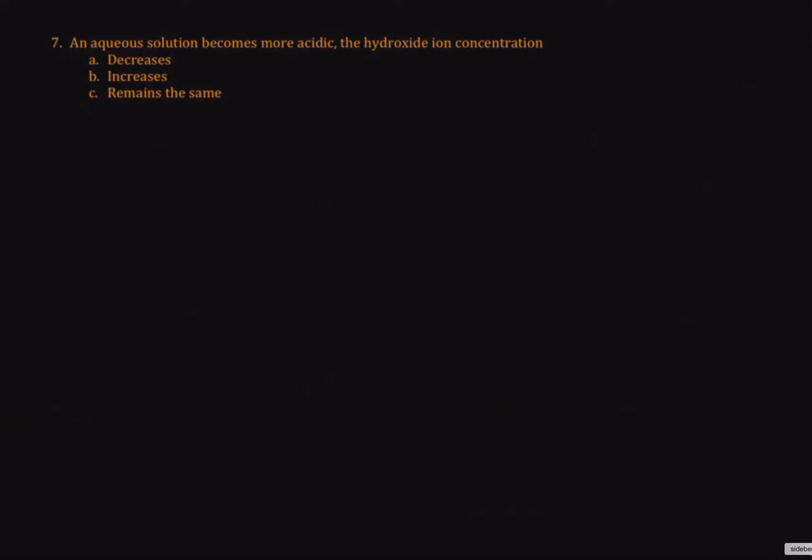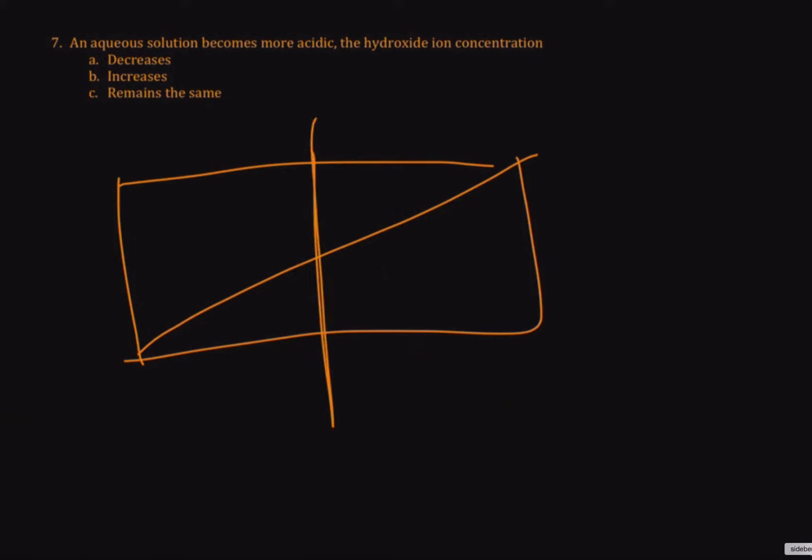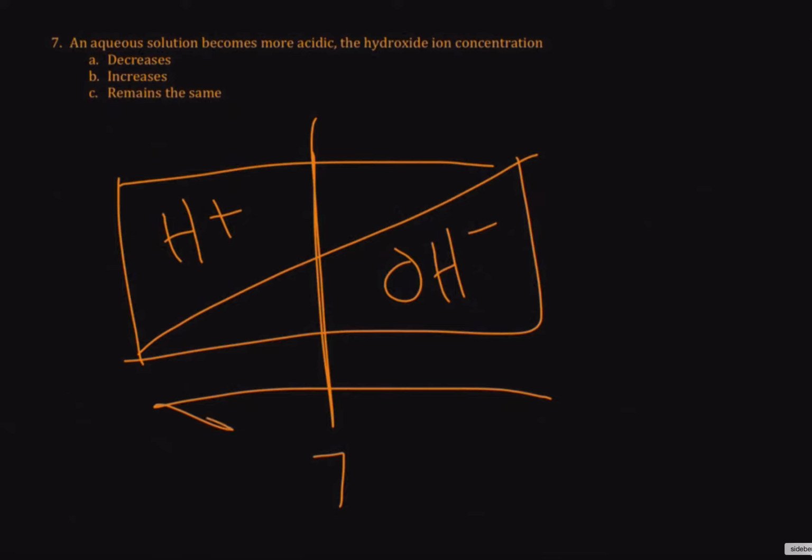As an aqueous solution becomes more acidic, what happens to the hydroxide concentration? Well, remember the chart looks kind of like this. Neutral is in the middle, pH of 7. Stronger acids have more hydrogen, stronger bases have more hydroxide. So as we proceed, this is the acid side, this is the base side.